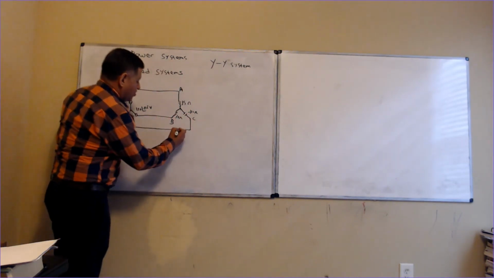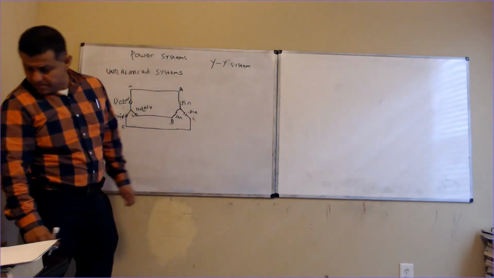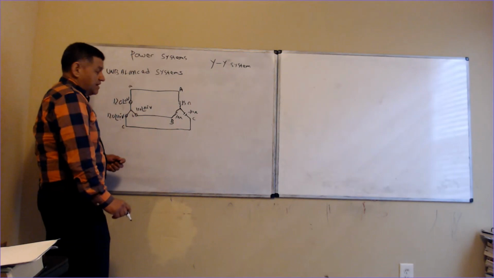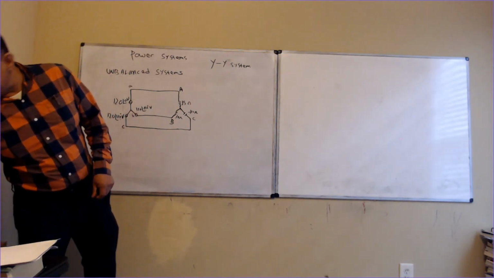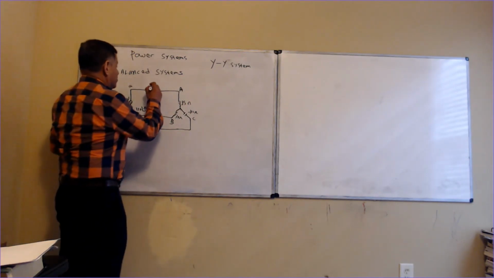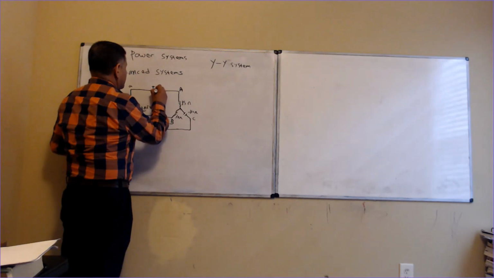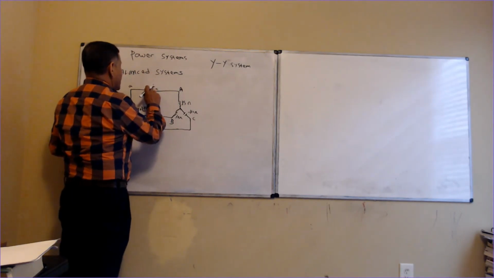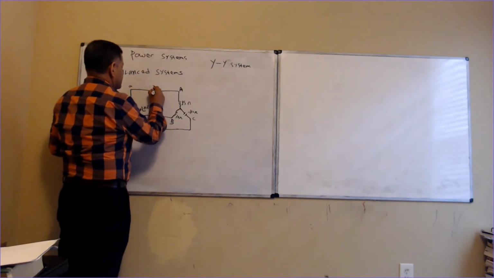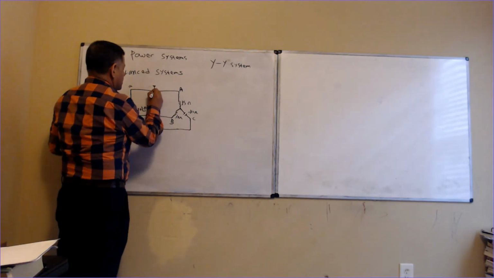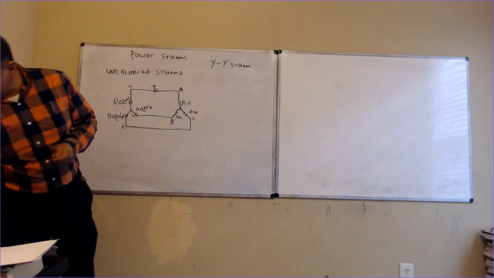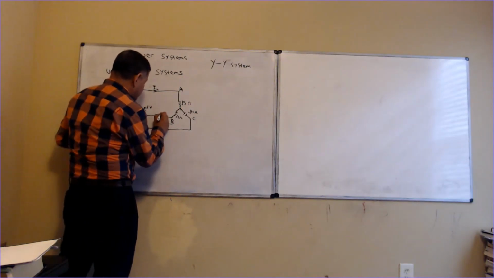So now we have our system, and what we need to do now is analyze it. We have a current A going here, so IA is going over here, in that direction. And current IB is going in this direction.